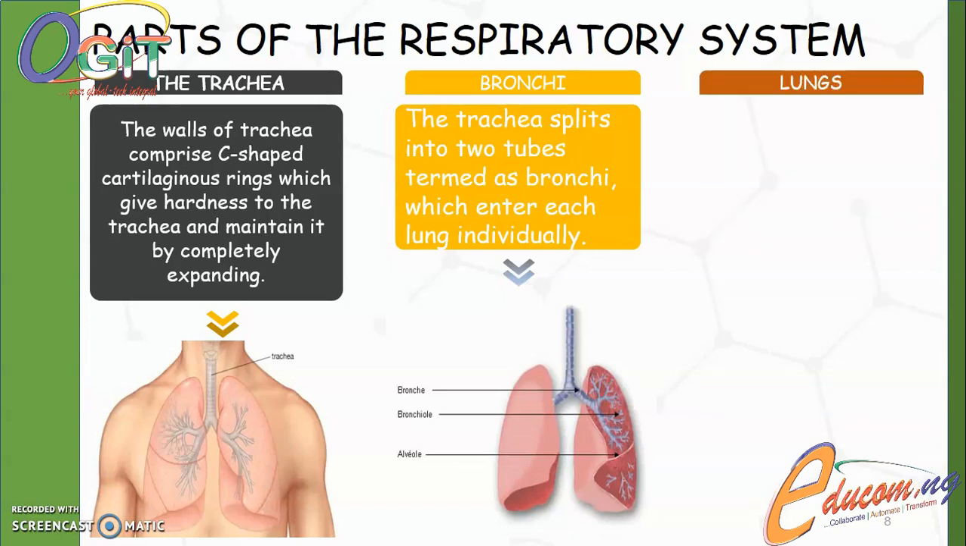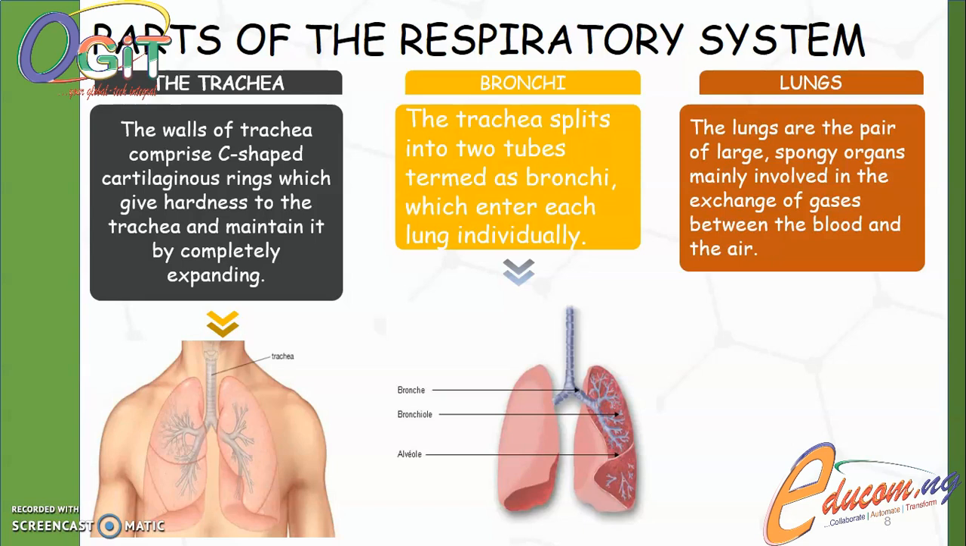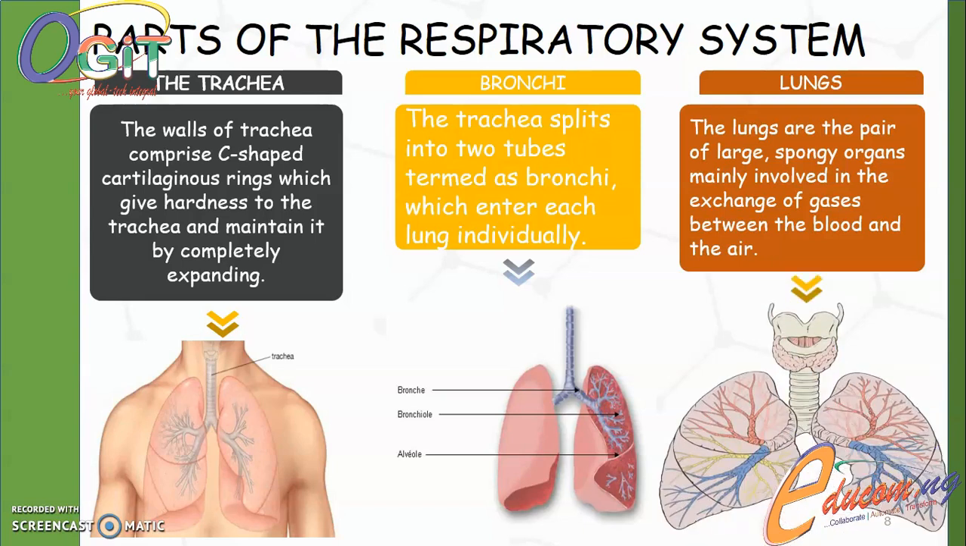And the last part of the respiratory system I will be talking about today is the lungs. The lungs are a pair of large spongy organs, mainly involved in the exchange of gases between the blood and the air. Lungs are the chief centers of respiration in humans and other vertebrates. They are located in the thoracic cavity of the chest, near the backbone and on either side of the heart.